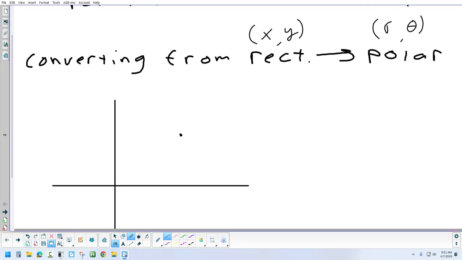So here's a point on a rectangular grid. The two things that you would know about that point, draw them in. You would know the distance from here to here. And what would we call that red line segment? Yep, that's going to be the X value. And you'd know the distance from here up to there. And what would we call that line segment? That would be the Y.